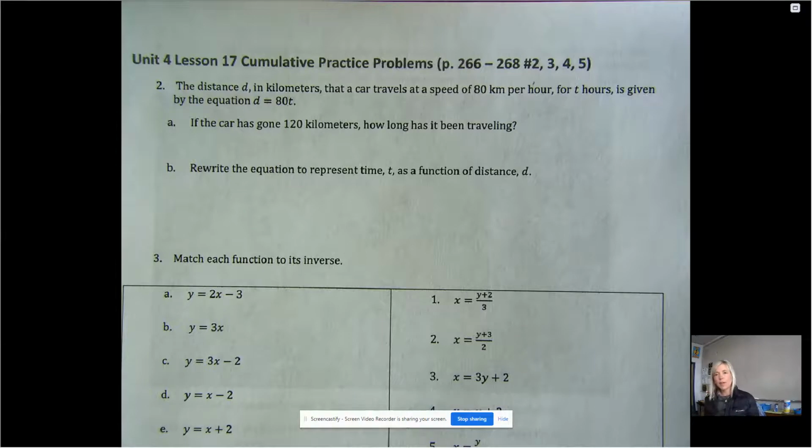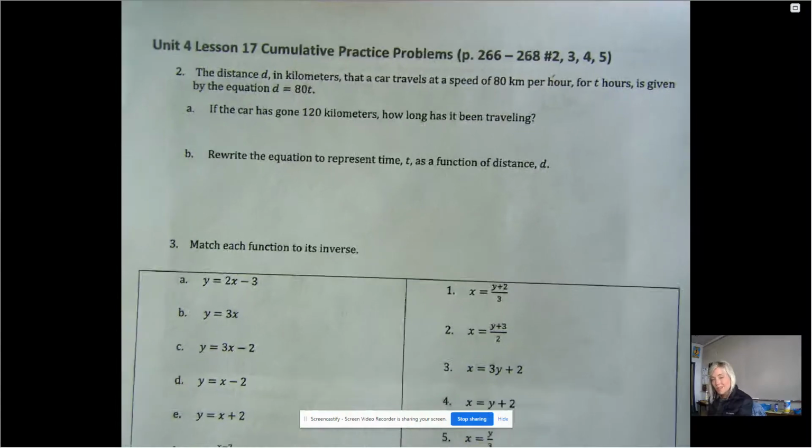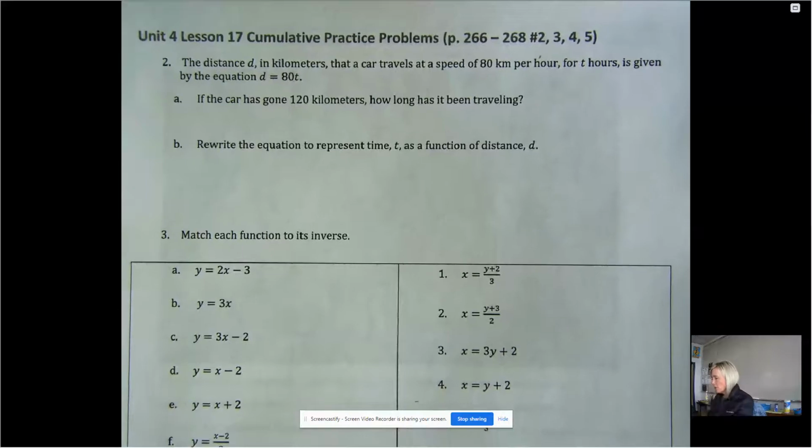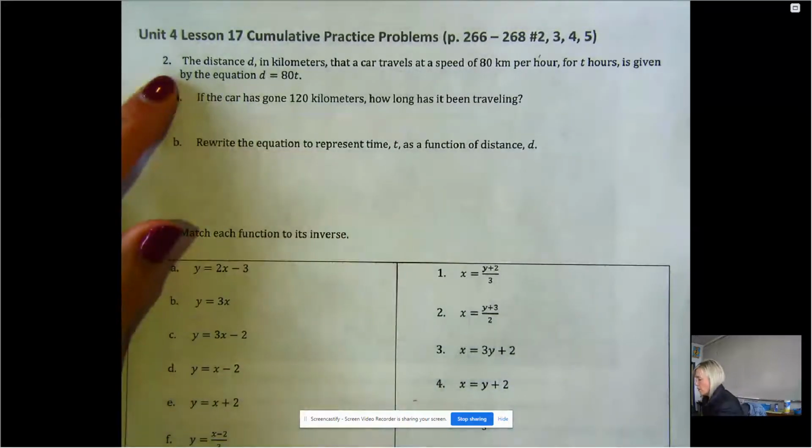So we're focusing again on equations and inverses, only we've been using some function notation today, which doesn't really show up a whole bunch in the assignment because the big idea is finding inverses. All right, so let's get started here on number 2.